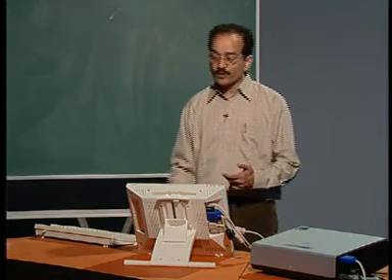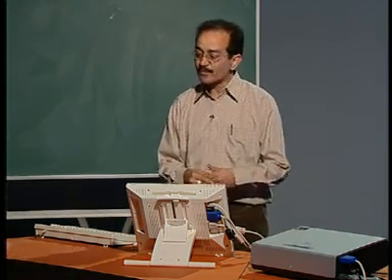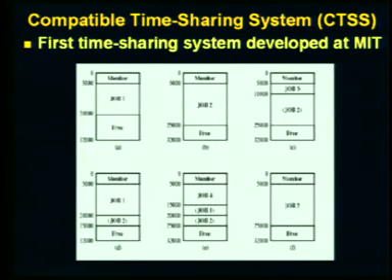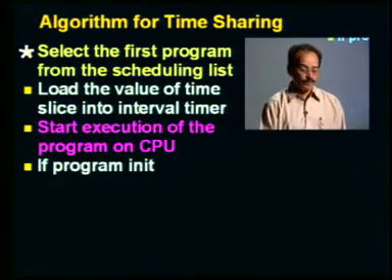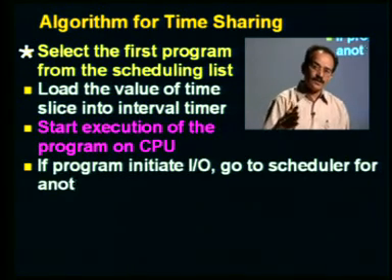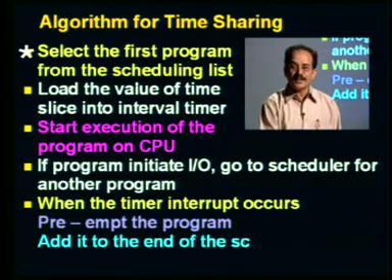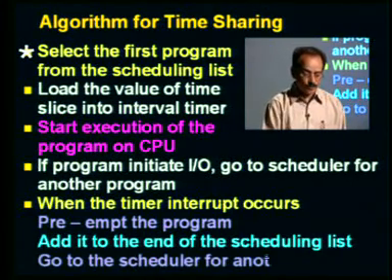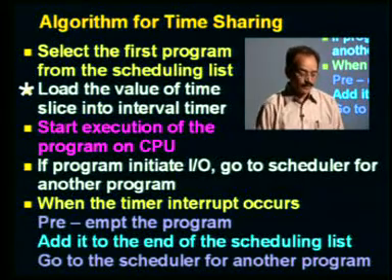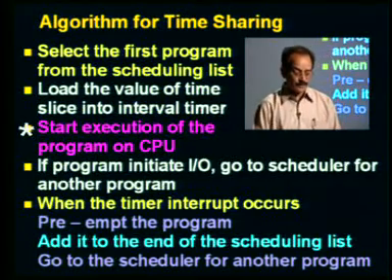Now, for historical purposes, the first time sharing system was developed at MIT, and later on it was incorporated in most of the systems which have come up. Now, what is the algorithm for a time sharing system? We select the first program from the scheduling list, and allow it to execute for a fixed amount of time. We load the value of the time slice into the interval timer and start execution of the program on the CPU.